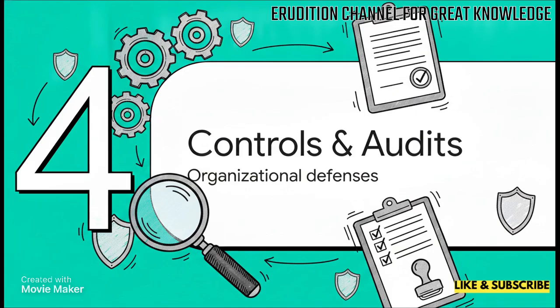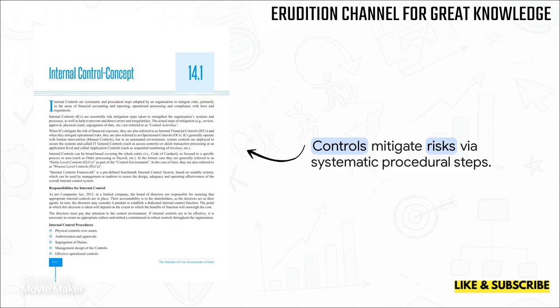Next up, Section 4, Controls, Checks, and Audits. So, with all these risks identified, organizations need defense mechanisms. That's where internal controls come in. Internal controls are incredibly broad. They are the overarching, systematic, and procedural steps adopted by an organization to mitigate risks. We're talking about everything from financial accounting and reporting all the way to operational processing and legal compliance. They are, at their core, risk mitigation steps taken to strengthen the organization's systems, prevent errors, and sniff out fraud.